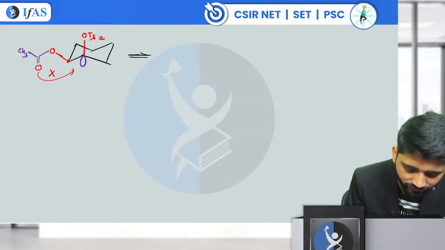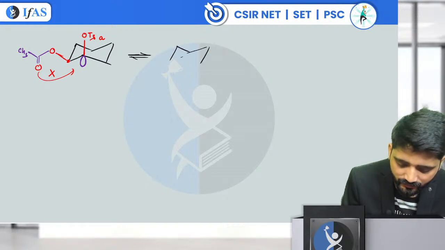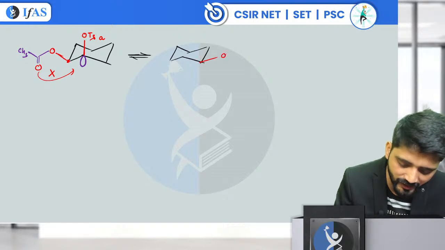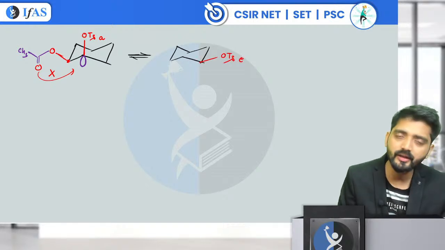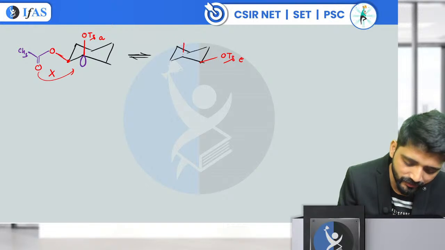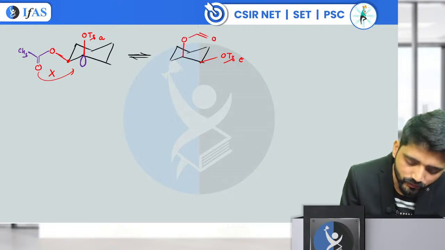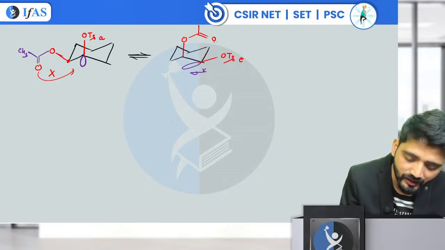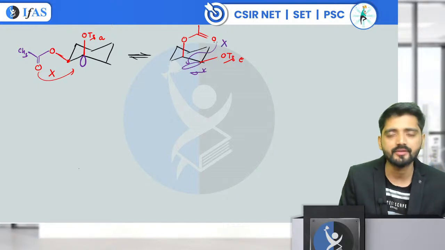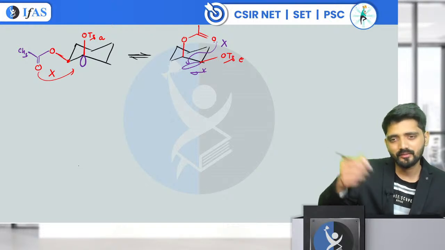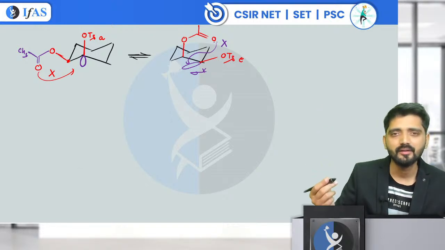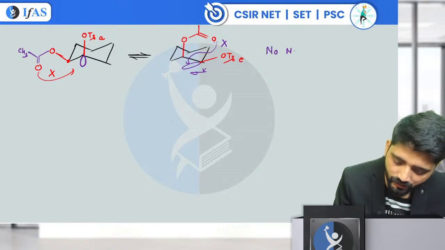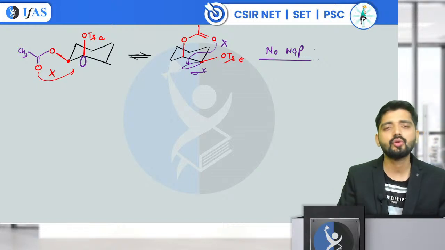Let's suppose I have done the flipping. What happens in the flipping? Sir, axial centers get converted to equatorial centers. So I will be having an OTs at this center which is equatorial. Moving one center ahead, I will be having an OAc at this center, which will again be axial. If we look at the sigma star orbital, it is present somewhere here, and this type of approach again is not possible because this is below the plane, that is above the plane. So since they are not anti to each other, no NGP or neighboring group participation can take place in either of the forms of the chair.